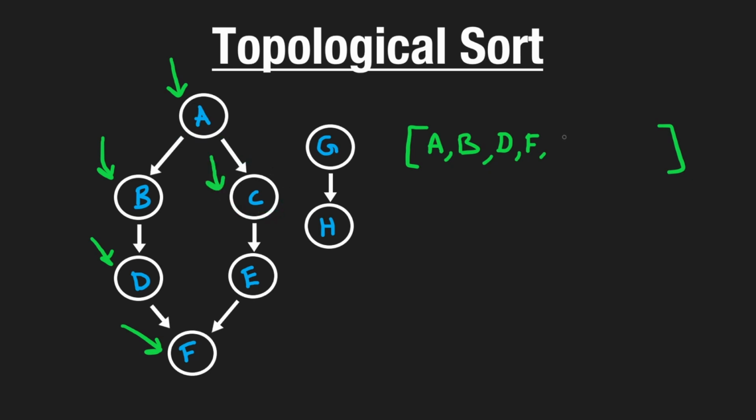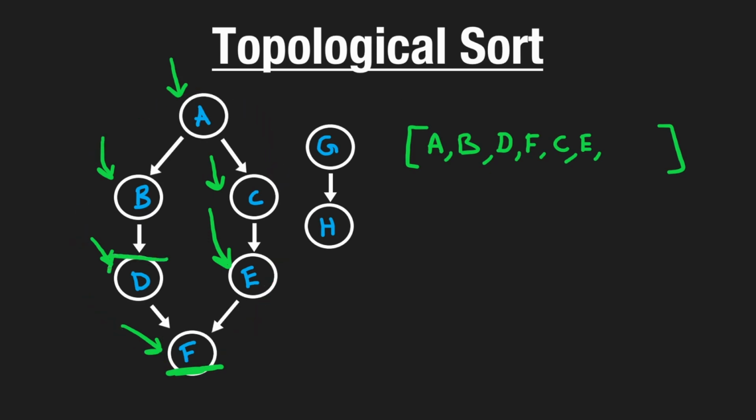So we'd add C to the result. Then we'd get to E, because C only has a single neighbor. Let's add E to the result. And this time, finally, we would get to F again. But in this case, we end up adding F to the result twice. That's probably not what we want to do. We don't want duplicates in our topological ordering. So how would we solve this problem?